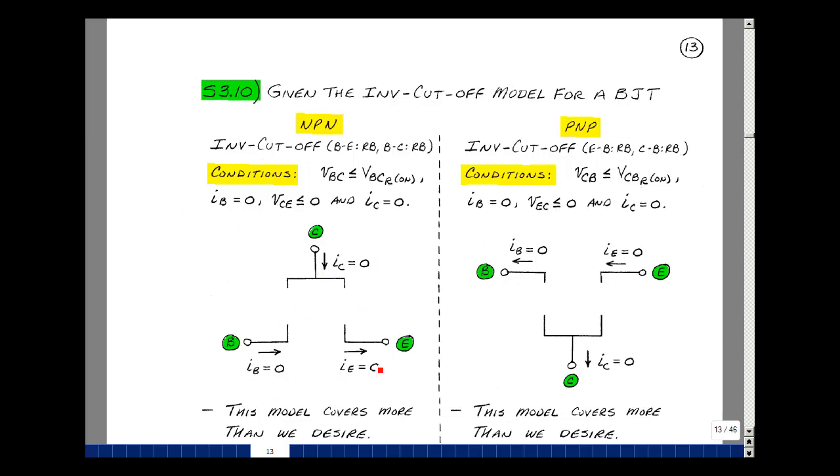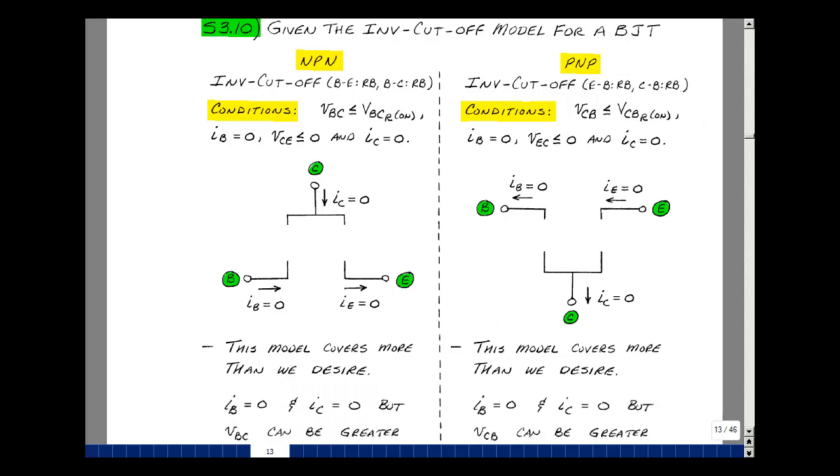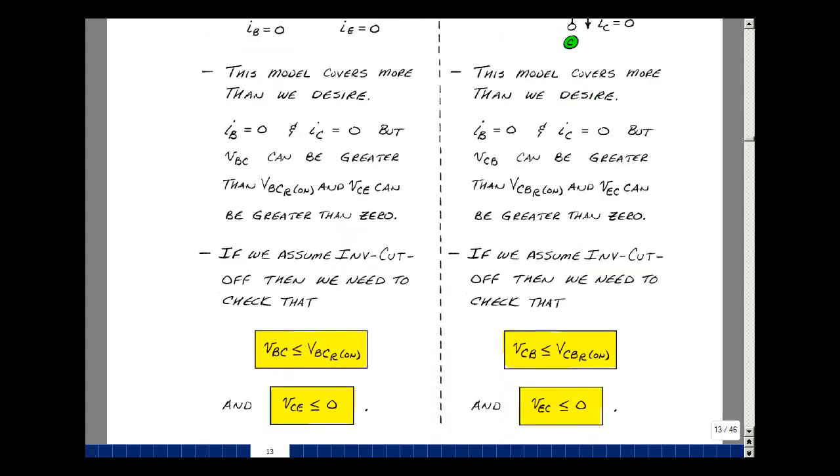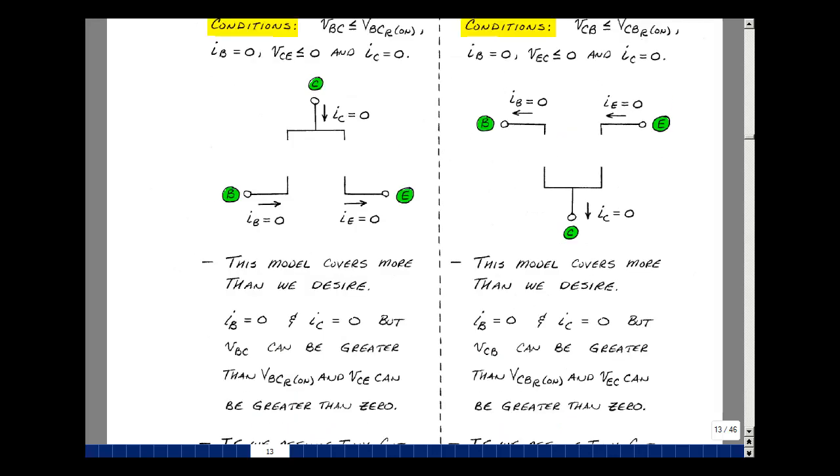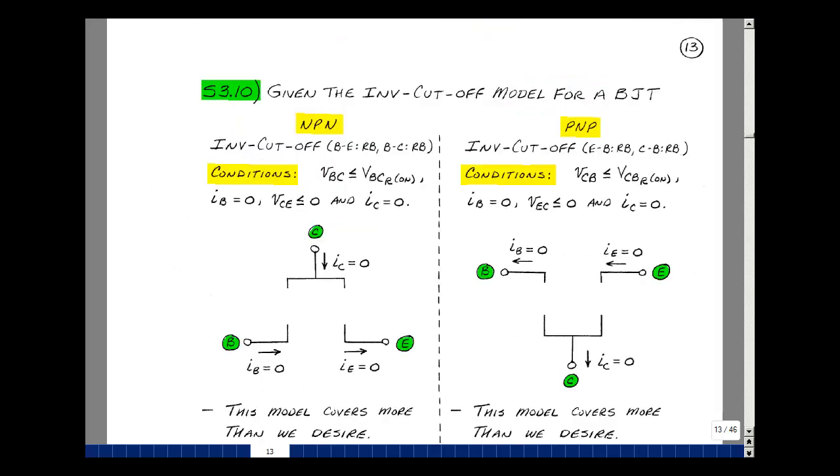This model covers more than what we'd like, because I can't control the voltage across an open circuit. I have to check, if I assume that this is the correct model, that the voltage across the base-collector is less than V sub BCR on, and that the collector-emitter voltage is less than or equal to 0. What about the PNP transistor? Well, everything is the same. We're simply going to change the subscripts from base-collector to collector-base and from collector-emitter to emitter-collector. We'll turn all the currents around, but they're all 0, so it doesn't make any difference.